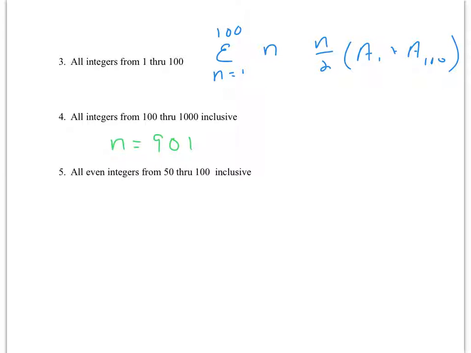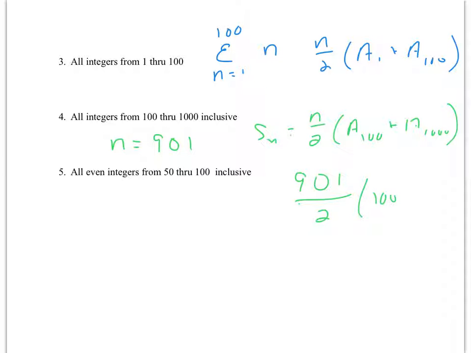So we're going to write here, S sub n is equal to n over 2 times a sub, in this case, a sub 100 plus a sub 1,000. Well, again, we have 901 numbers, so that's 901 divided by 2 times a sub 100 is 100 plus a sub 1,000 is 1,000.